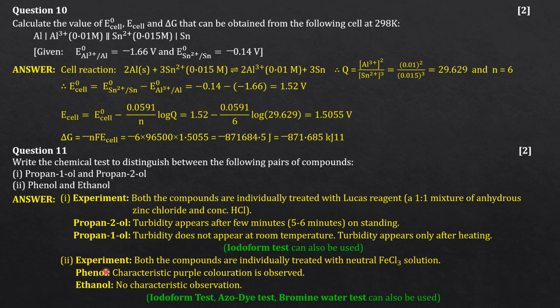Similarly, for the next question, I have used the neutral ferric chloride solution, but you can use the iodoform test, the azo dye test, the bromine water test, any test which gives a distinct observation with the naked eye. It may be evolution of some gas with characteristic smell, effervescence of CO2, some color change, or some precipitation. Some distinct observation must be there.